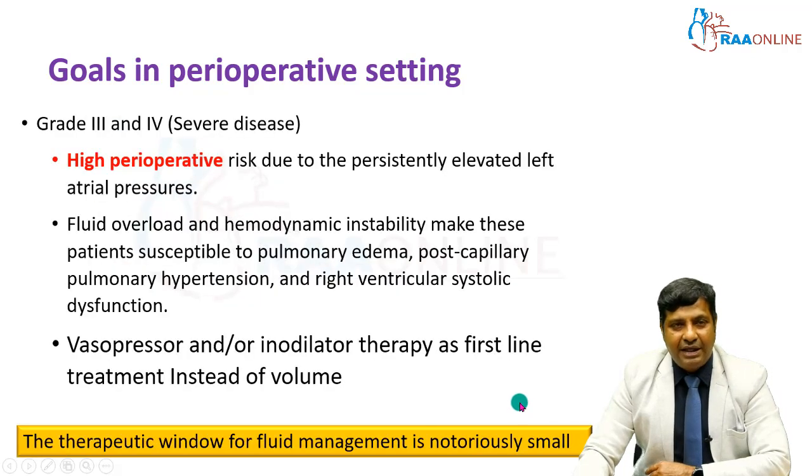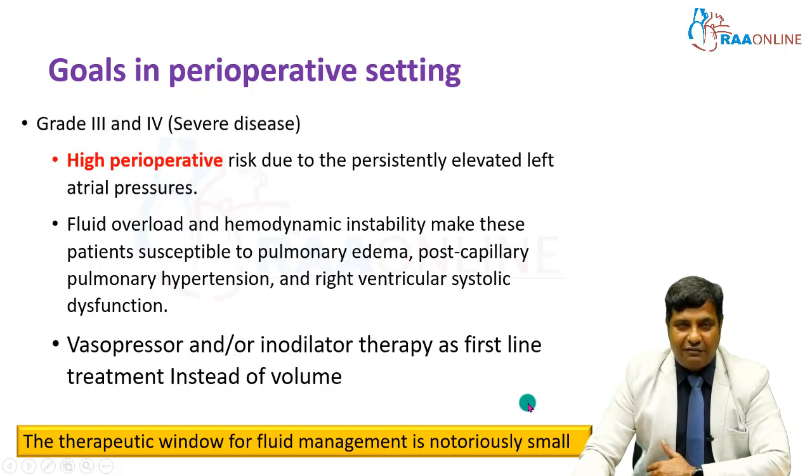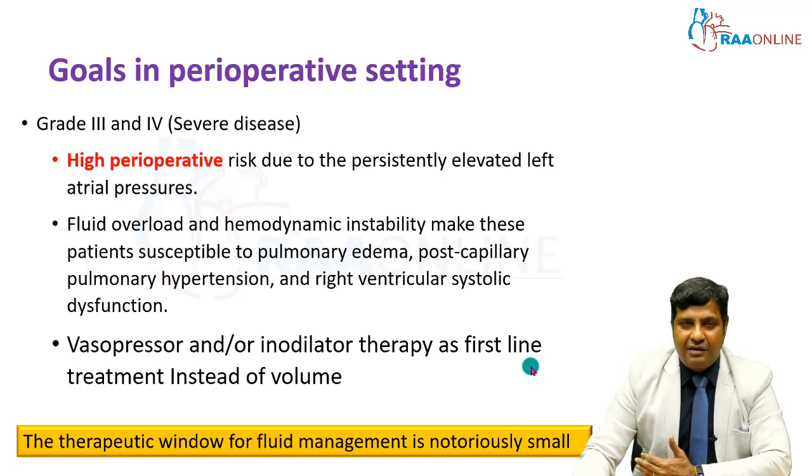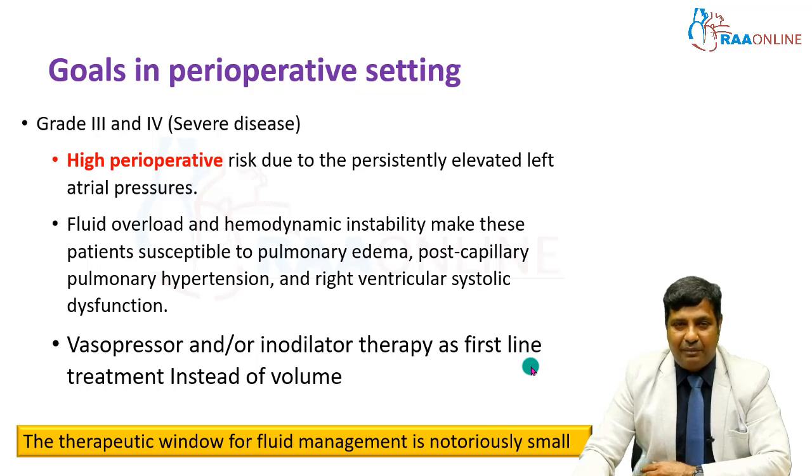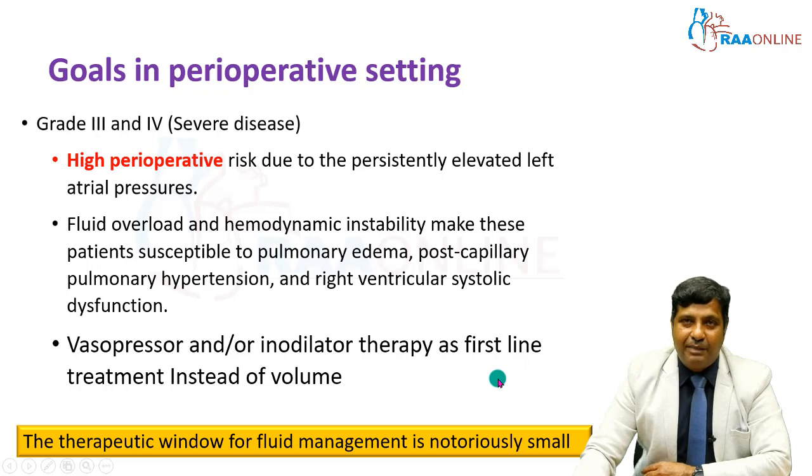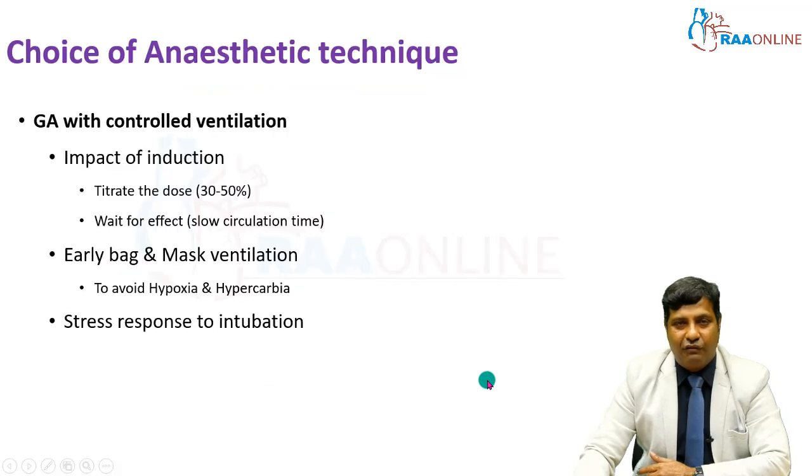Grade 3 and grade 4 are restrictive patterns, and they carry a very high perioperative risk because their left atrial pressure is persistently elevated. So any change in the fluid, that is fluid overload, or any change in the hemodynamics, makes these patients susceptible to developing pulmonary congestion. So when these patients develop something like diastolic heart failure, it's better to start vasopressor and inodilator therapy as a first line rather than relying on volume, because the therapeutic window for fluid management is notoriously small for this group of patients.